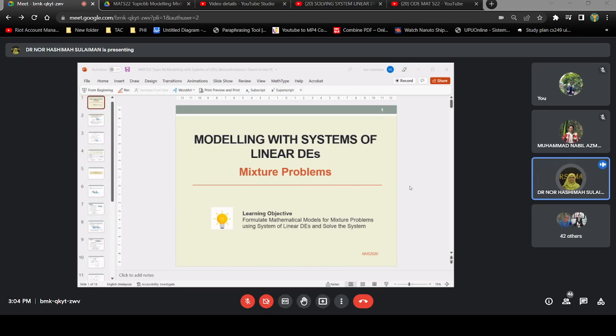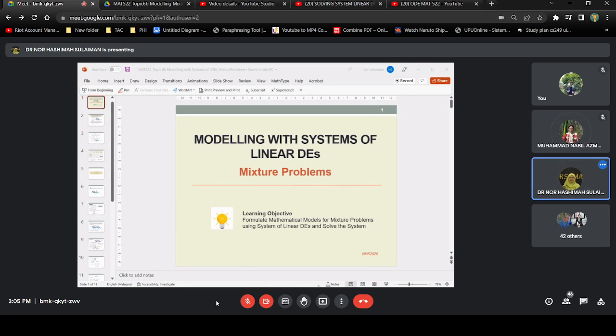Yang ada test ni group apa? 4A ke 3A? Group 4A. 3A pun ada ya test? Nabil ada test lah ni? Ya, ada test lepas ni.